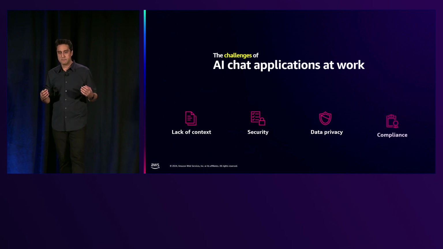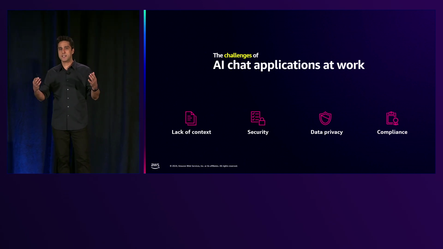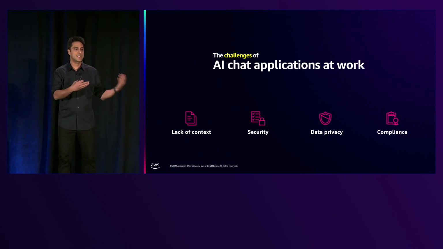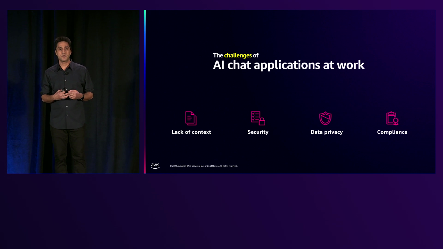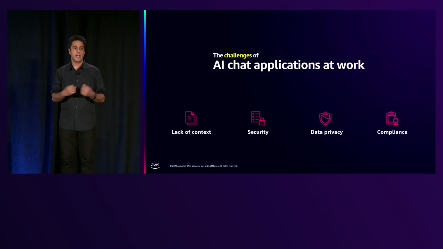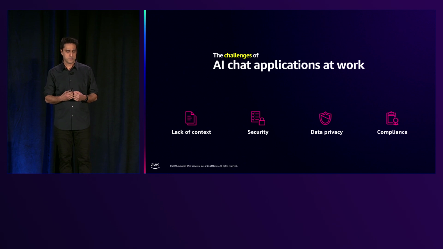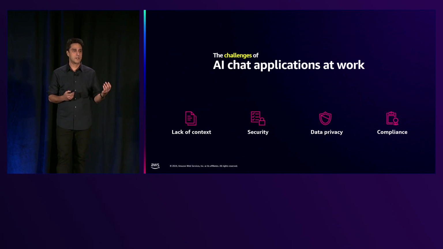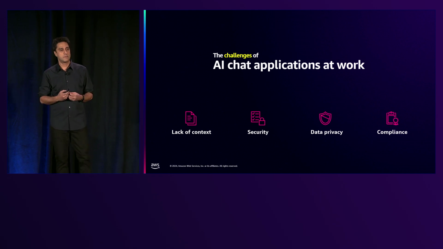And next is compliance, which is basically that a lot of CIOs, due to these security and privacy issues, have banned using those popular AI applications at work. So last year at re:Invent, we announced Amazon Q Business, which helps with these issues.